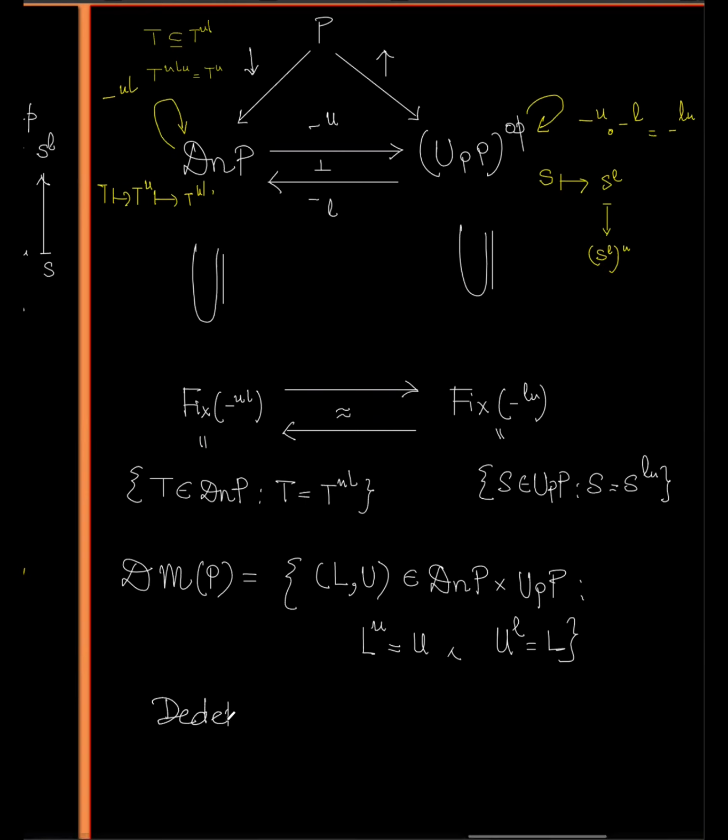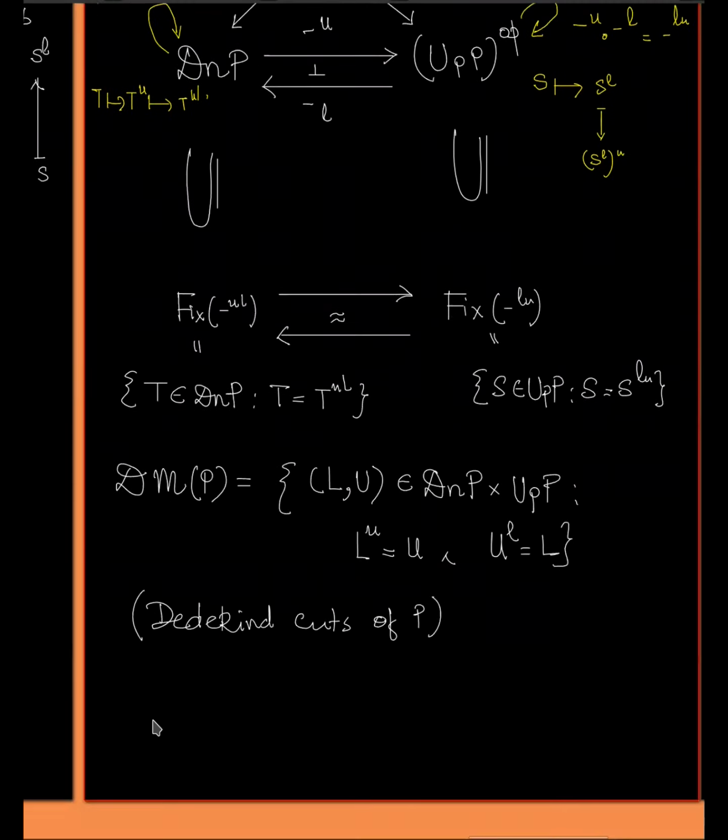It is exactly the same construction which was done by Dedekind for rational numbers. If you think about what he was doing, he was taking subsets of rational numbers which were downsets, pairs of subsets which were downsets and upsets. Okay, and what is the relationship? What is the order relation?